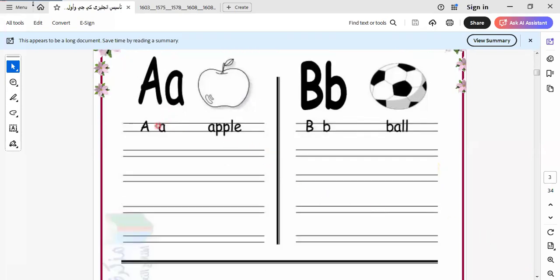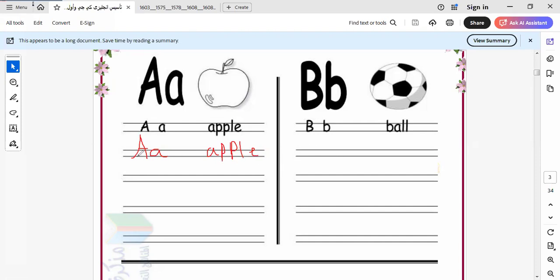Okay, here we have capital A and small a. I would like you to repeat with me: capital A and small a. A for apple. I will write it for you to practice how to write it. We must know how to write the word, because in the exam a letter can be missing, so we must know which letter is missed.